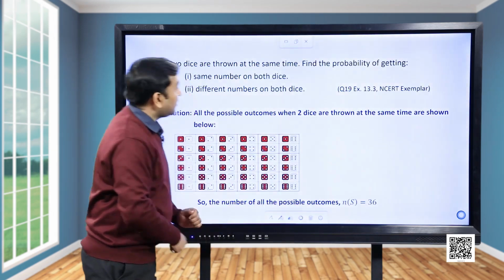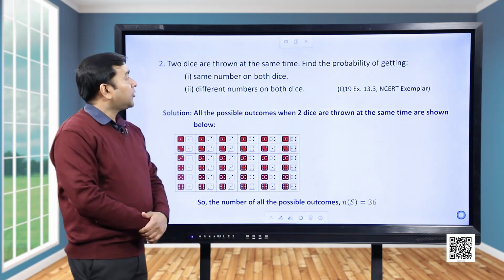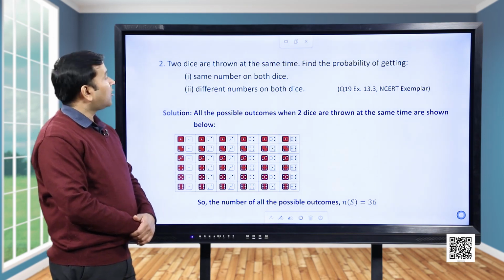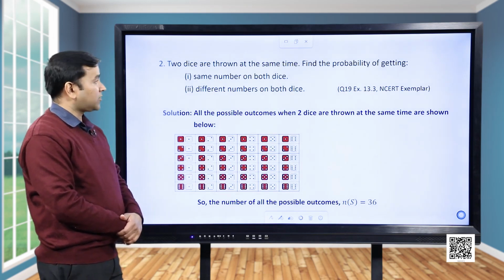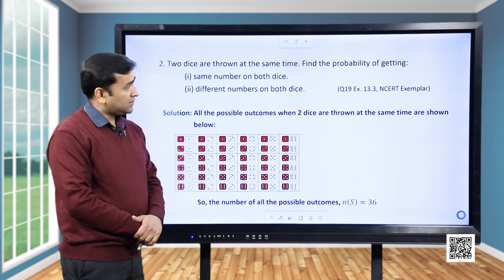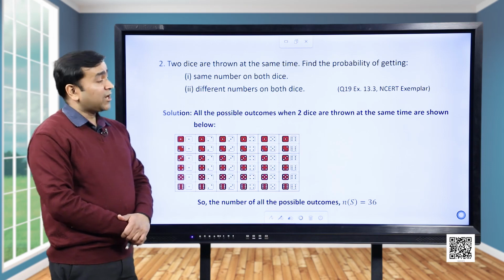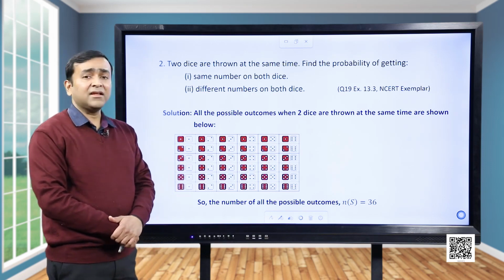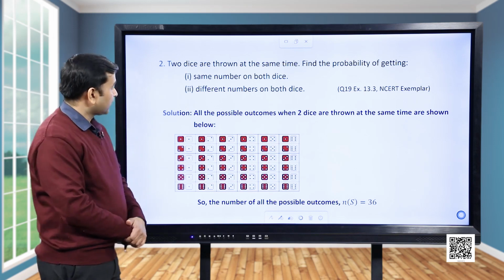Let us proceed to the next question. 2 dice are thrown at the same time. Find the probability of getting the same number on both dice, and second part, different numbers on both dice. This is question number 19 of exercise 13.3 of the NCERT exemplar book.